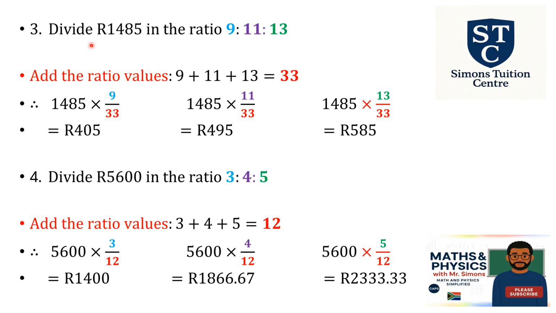So now we say divide 1,485 Rand in the ratio 9:11:13. So again, because the word divide is there, I'm going to add the ratio value. So I have 9 plus 11 plus 13, which gives me 33. So 9 plus 11 is 20, plus 13 is 33.